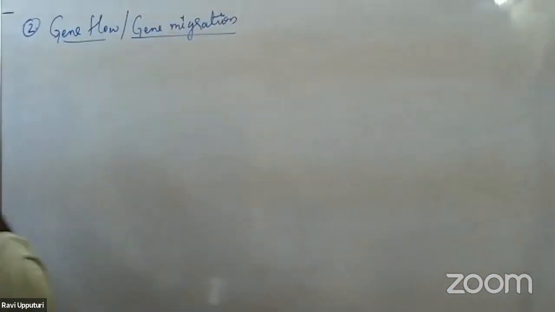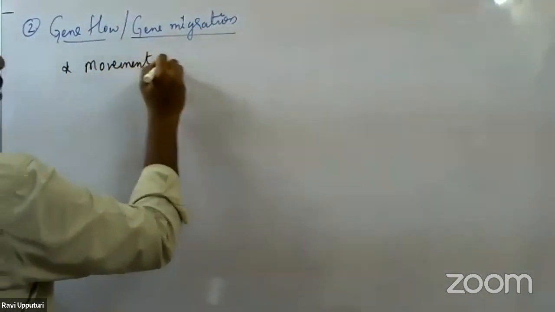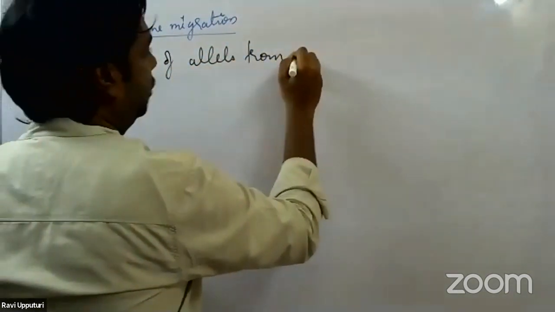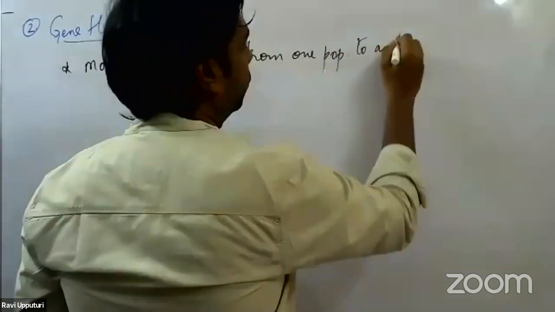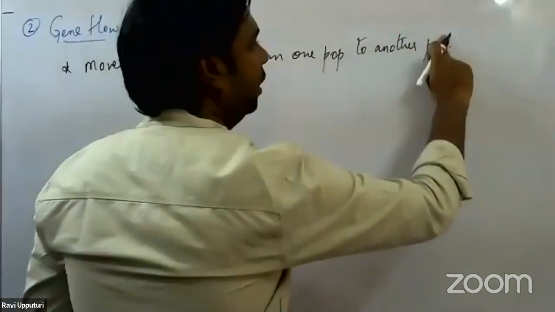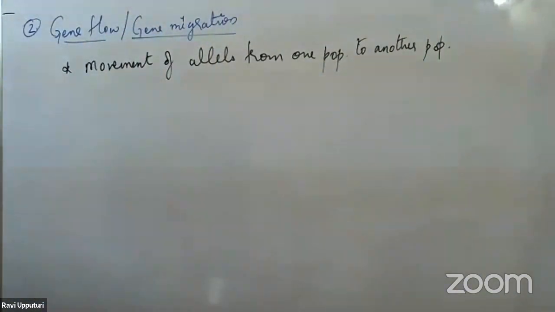So what is this gene flow? It is nothing but the movement of alleles from one population to another population. The movement of alleles from one population to another population is actually called the gene flow, right? So what we are dealing with here is the changes in the gene pool. The second factor which brings about changes in the gene pool is this gene flow.